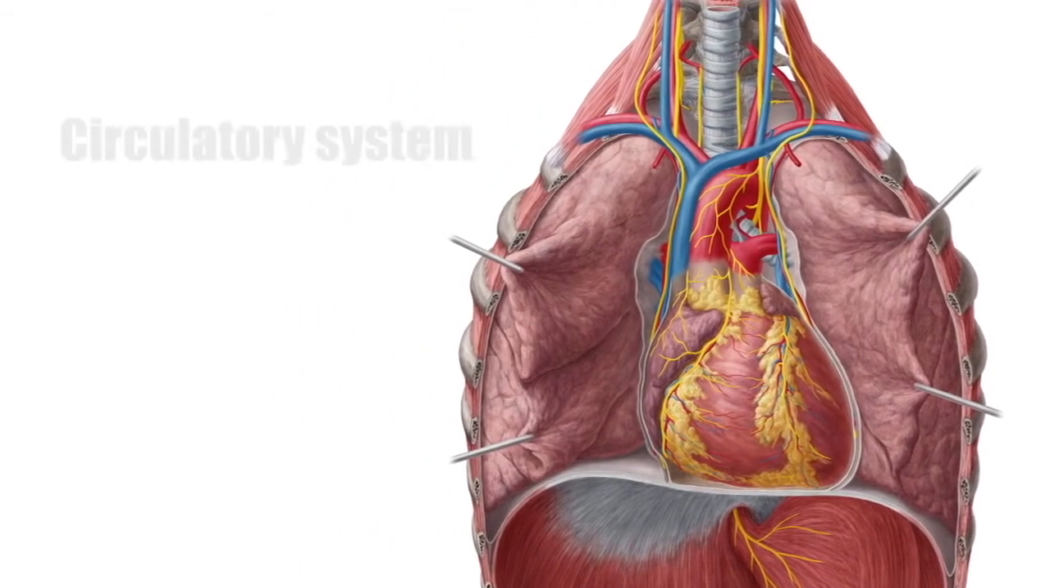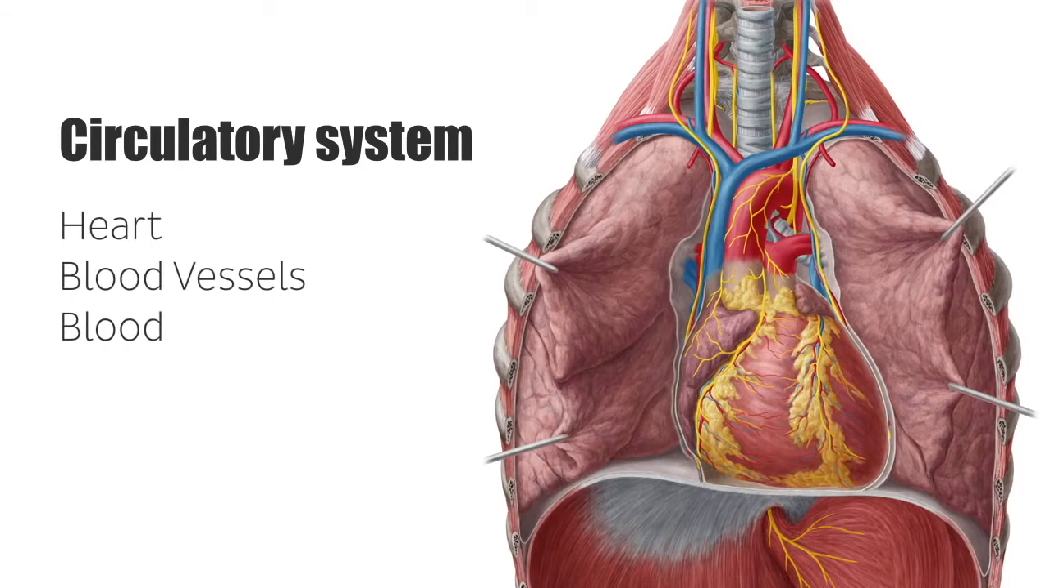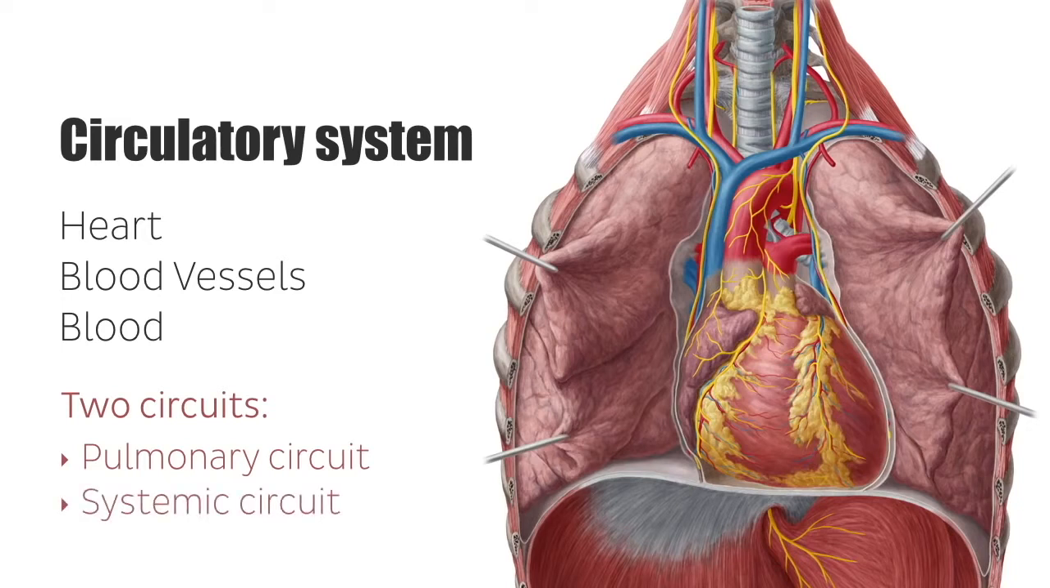The circulatory system is comprised of the heart, the blood vessels, and the blood. It consists of two circuits that carry blood around. The smaller being the pulmonary circuit, which runs between the heart and the lungs, and the larger being the systemic circuit, which runs between the heart and the peripheral tissues.